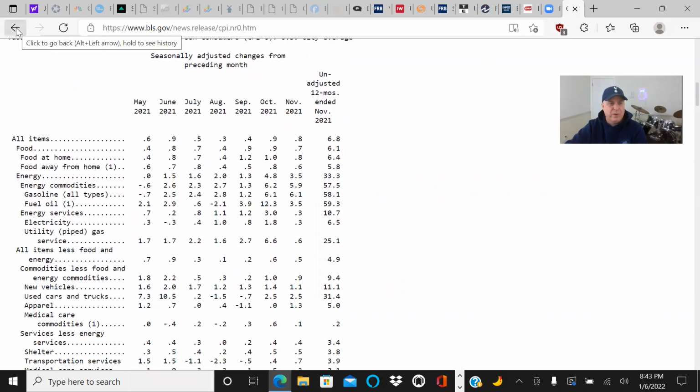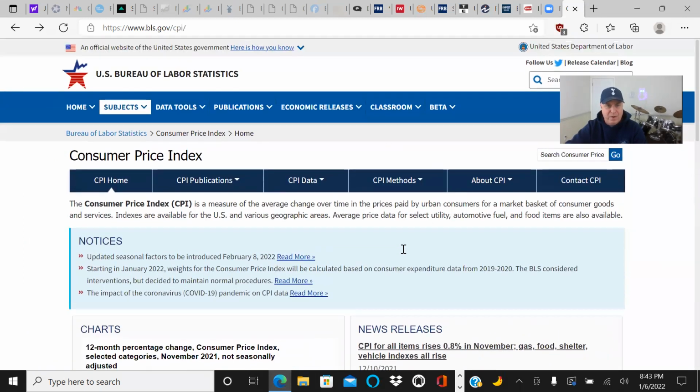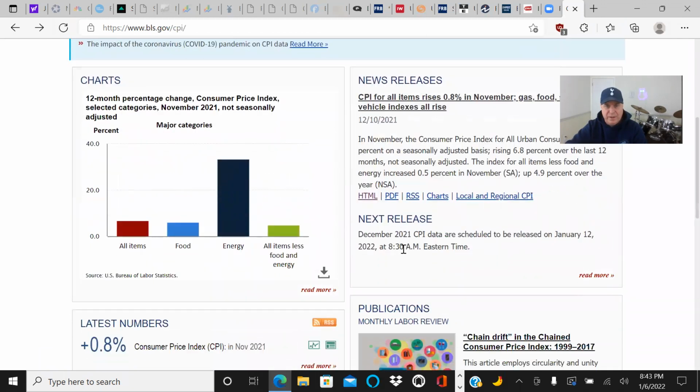So the next release of CPI data is going to come on the 12th of January, right here. December 2021 CPI data are scheduled to be released on January 12th, 2022 at 8:30 a.m. Eastern time. So I predict that on January 12th, we're going to see yet a further decrease in month-to-month inflation, but they're still going to say it's an inflation rise year on year at that point. But what I'm going to pay attention to is, is it inflecting still further downward?